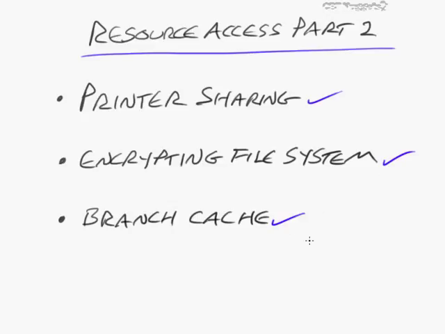We looked at the branch cache, which is a great way to improve performance for branch offices connected over a slow WAN link, so that they don't have to unnecessarily retrieve the same data over the WAN link many times throughout the day.